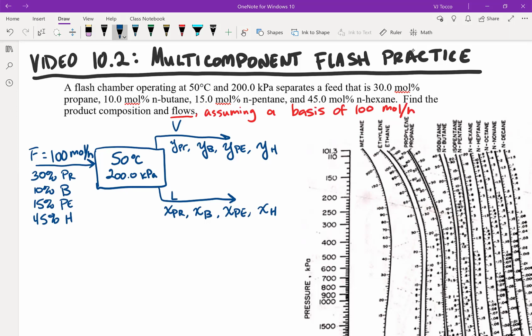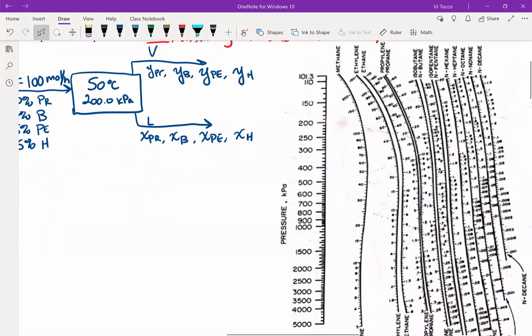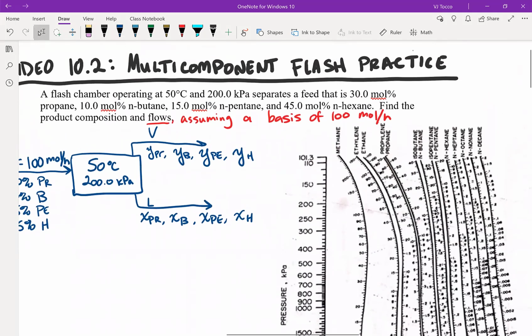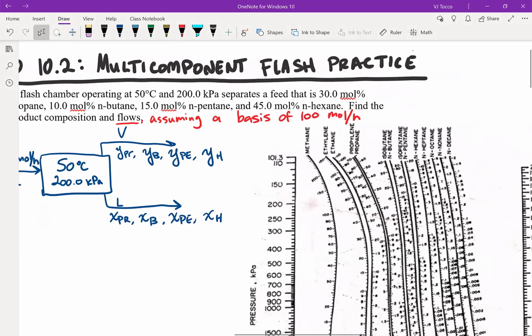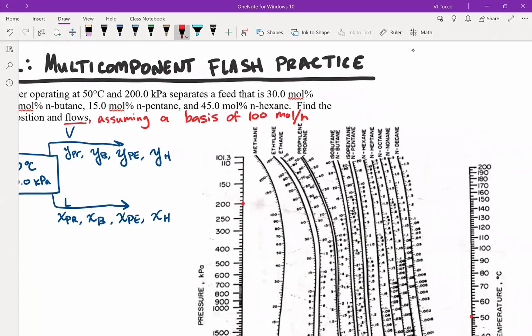So option 1, if this were my material and energy balances class, would be to write all 10 of those equations and then solve those 10 equations for 10 unknowns. Or what we can do in separations is use the tools that were given with the de Priester chart and the Rachford-Rice equation. So I'm going to label my de Priester chart with the information that I know. I know that my pressure is 200 kilopascals and my temperature is 50 degrees Celsius, and I'm going to connect those with a line.